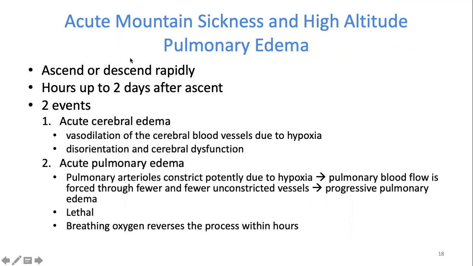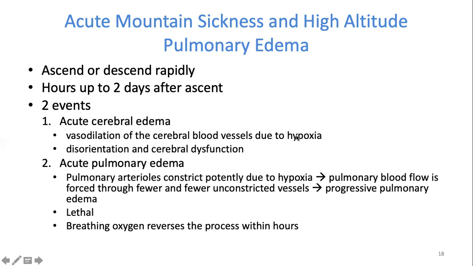What happens during acute mountain sickness because of high altitude? First, you develop acute cerebral edema. There's lots of swelling in the brain, and this is because of cerebral blood vessel vasodilation, which is precipitated by the acute hypoxia. And because of the acute cerebral edema, these people can develop disorientation and cerebral dysfunction. Aside from that, you can also have acute pulmonary edema. There's also swelling in your lungs. This is because the pulmonary arterioles try to constrict, potentially due to hypoxia.